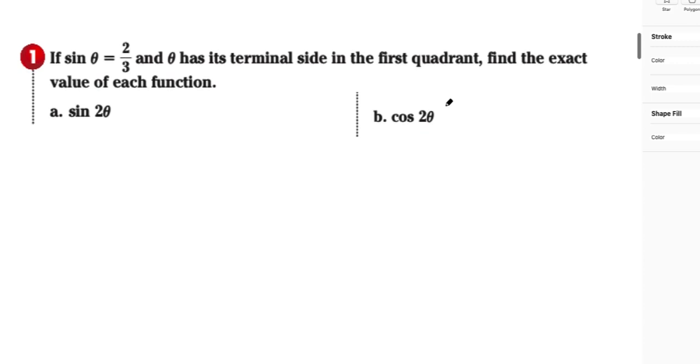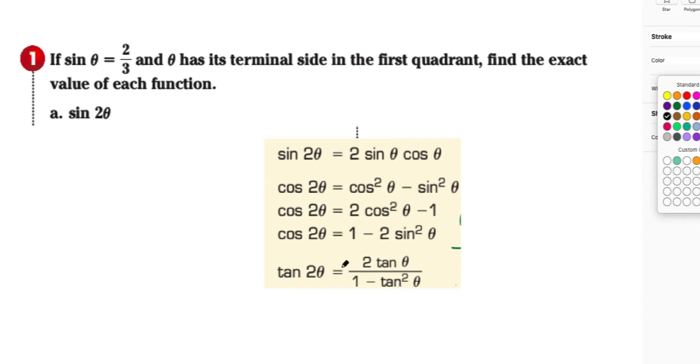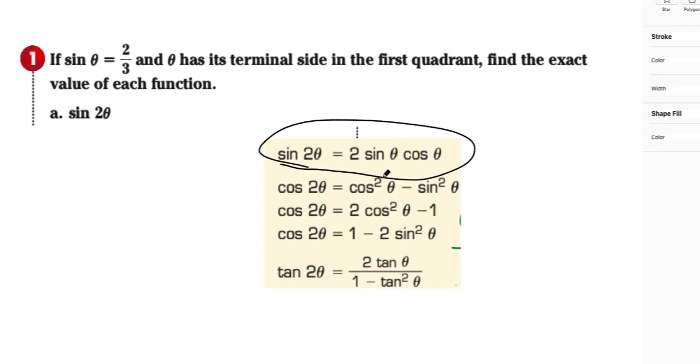So this first one says that we know the sine of theta is 2/3 and theta has its terminal side in the first quadrant. Find the exact value of each. Well, let's go get some formulas. We've got our formula here. We know what the sine of theta is, but if we want to use this formula, we need not only the sine of theta, but also the cosine of theta as well.